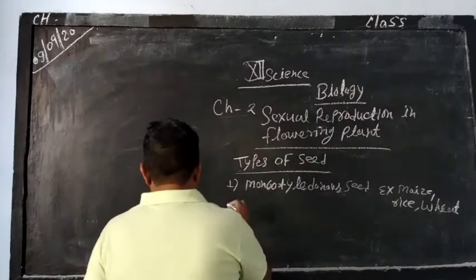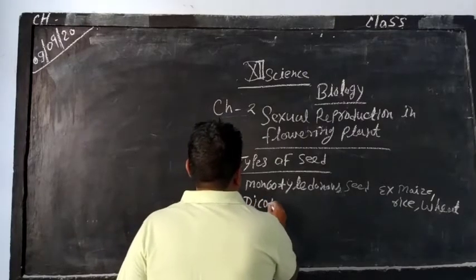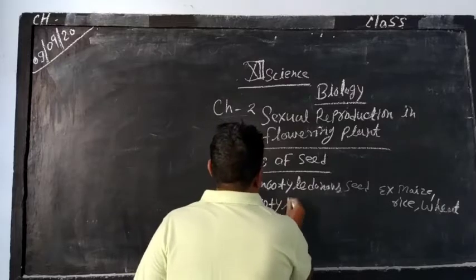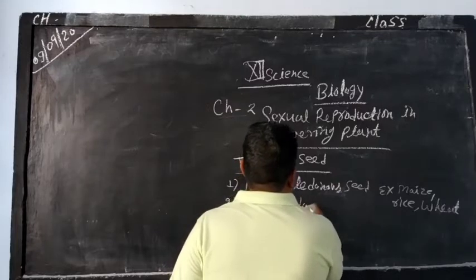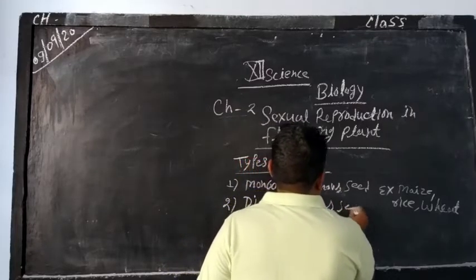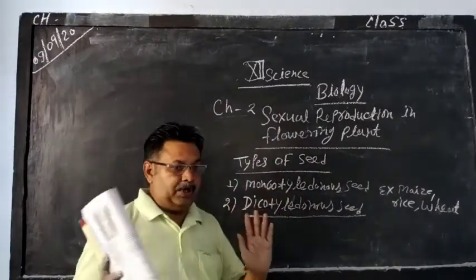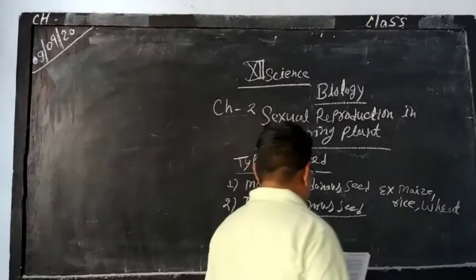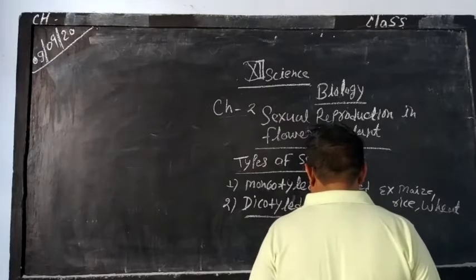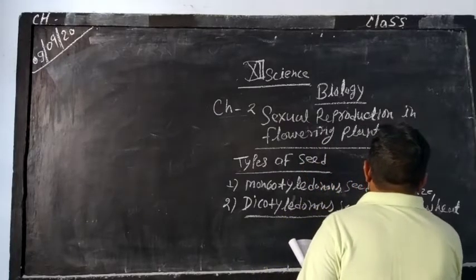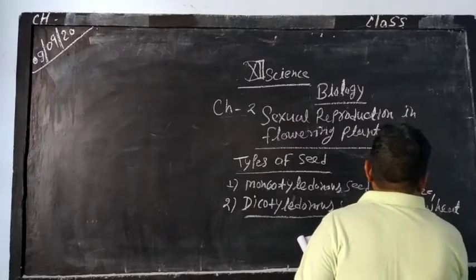Second one is dicotyledonous seed. Dicotyledonous seed contains two cotyledons. Examples of dicotyledonous seeds are gram, pulses such as pea.